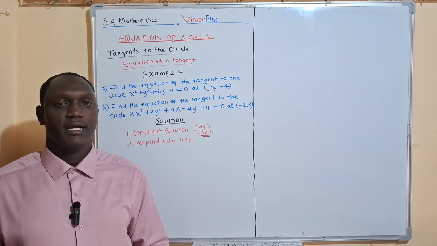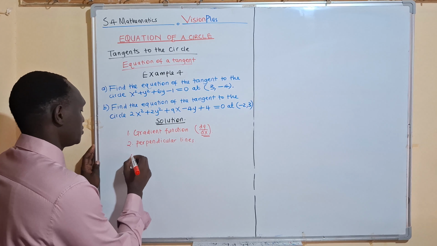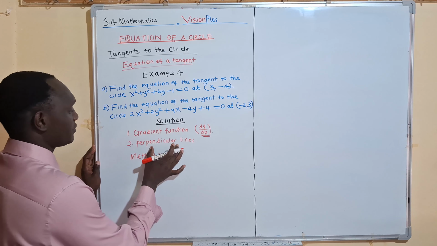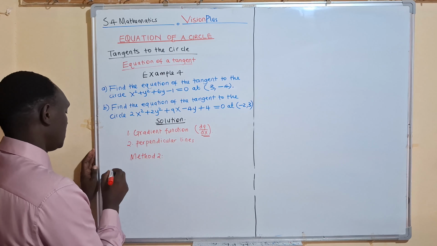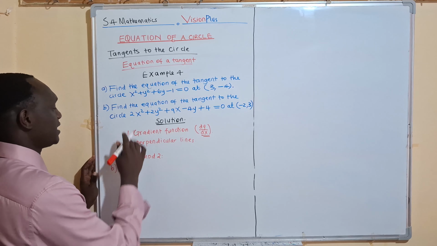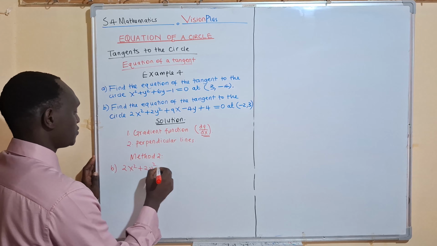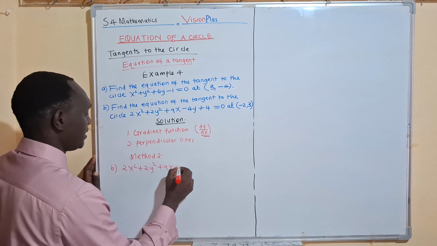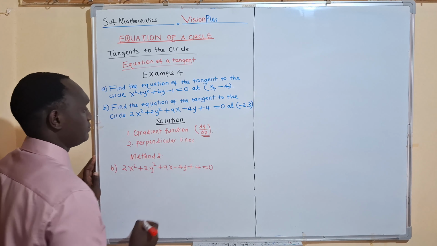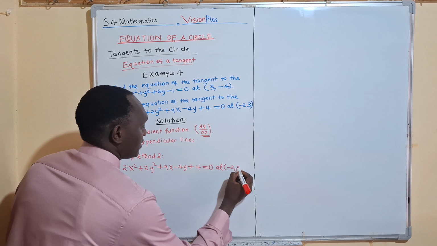Now let us see how we can solve part B using method 2, which is a method of perpendicular lines. Part B says: find the equation of the tangent to the circle 2x squared plus 2y squared plus 9x minus 4y plus 4 equals 0 at the point of tangency (-2, 3).